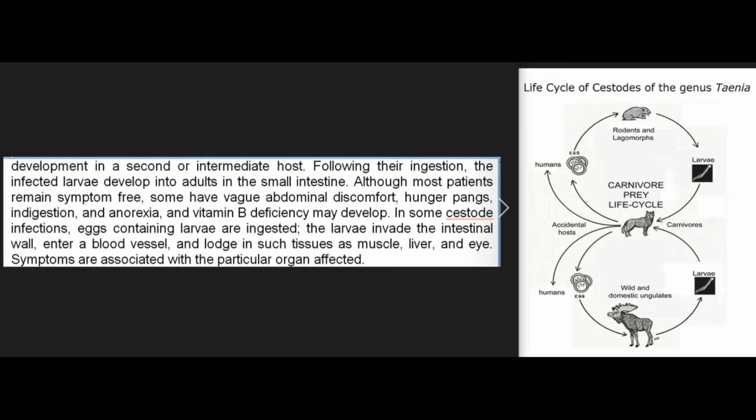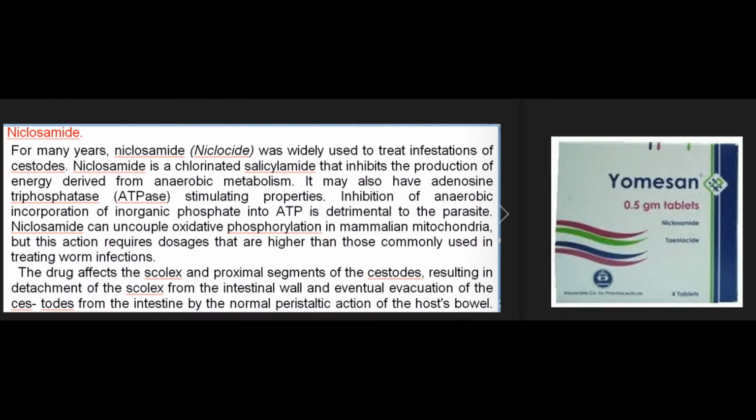The larvae invade the intestinal wall, enter a blood vessel, and lodge in such tissues as muscle, liver, and eye. Symptoms are associated with the particular organ affected. Niclosamide. For many years, niclosamide was widely used to treat infestations of cestodes.